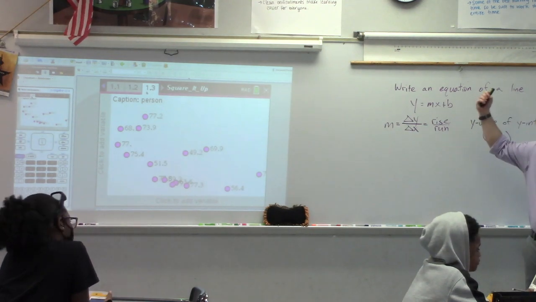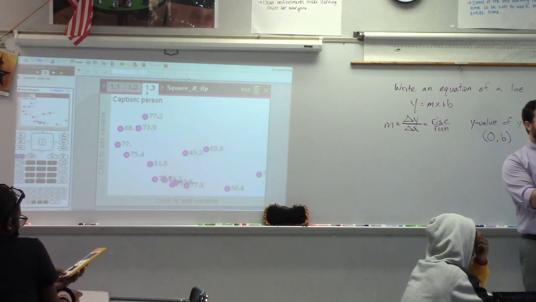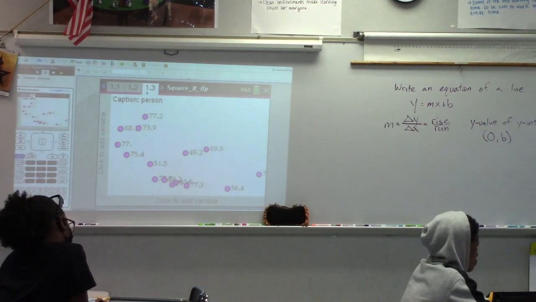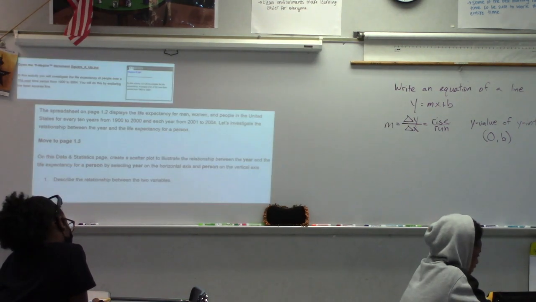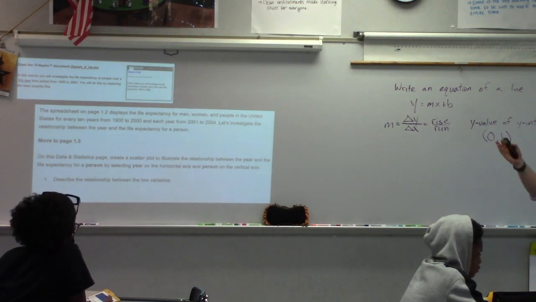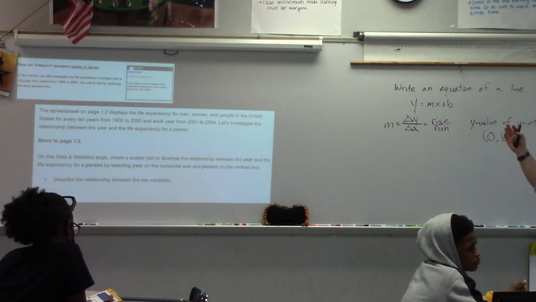Okay, so we're on 1.3. We're still on the very first page of the paper I passed out, or Caitlin passed out, and Tamarlin passed out. We're on page 1.3 of the calculator. Now what does it say? On the data and statistics page.